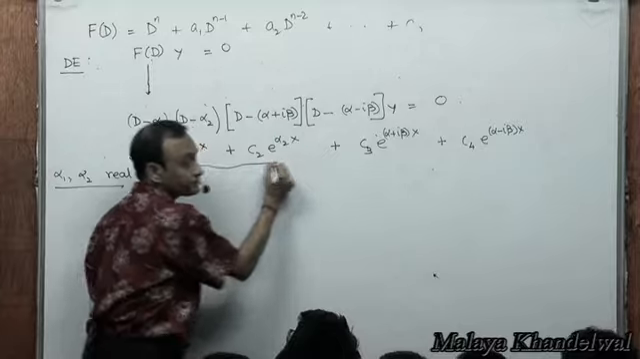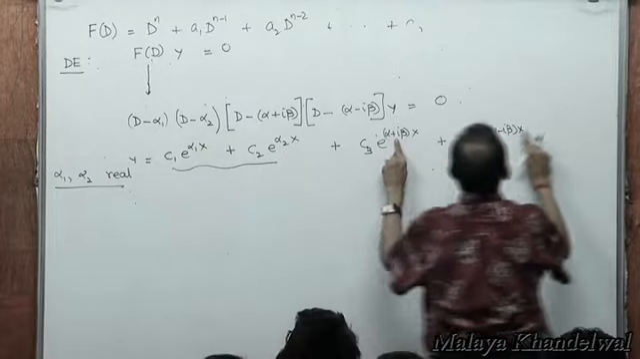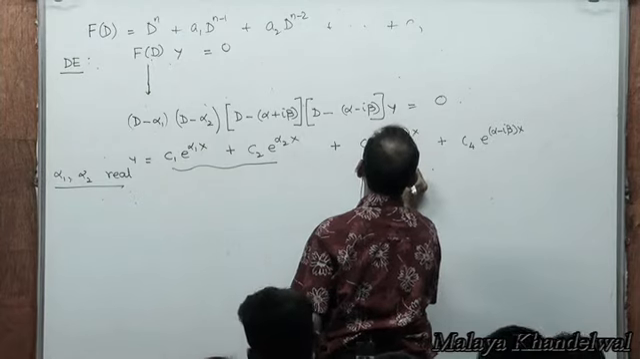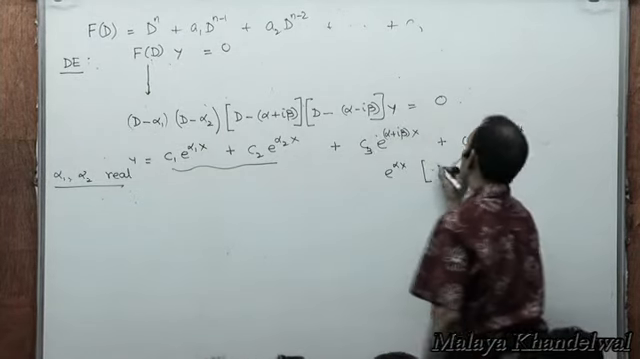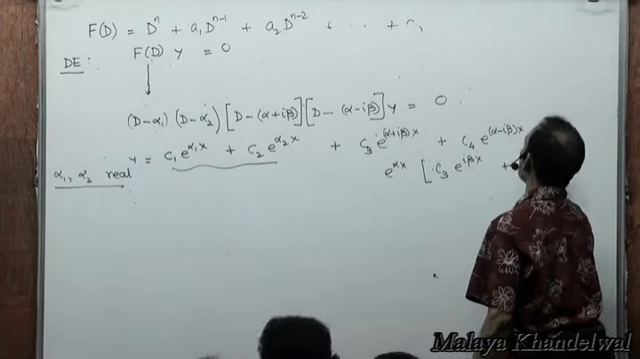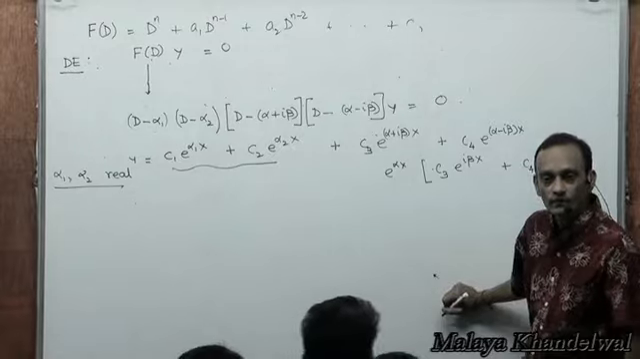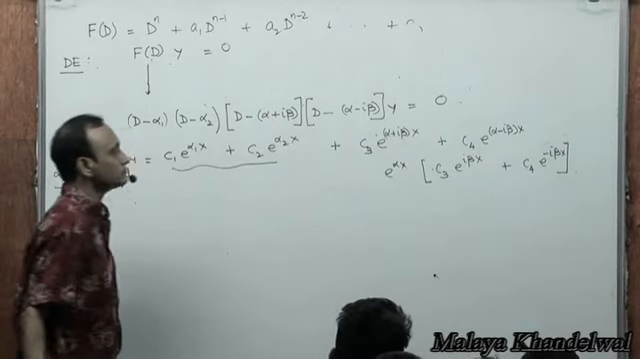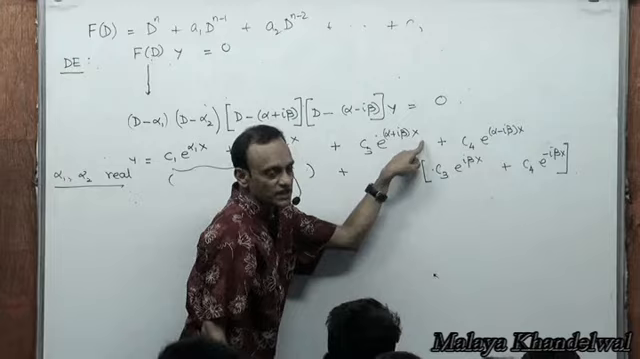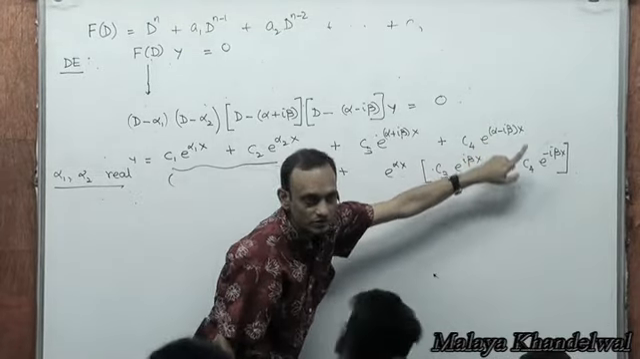Now, this is all right. I need to do some work on the last 2 terms. What I do is I take e power alpha x common from these 2. So e power alpha x taken common: C3 e power i beta x plus C4 e power minus i beta x. Just these last 2 terms, e power alpha x taken common. Any confusion?